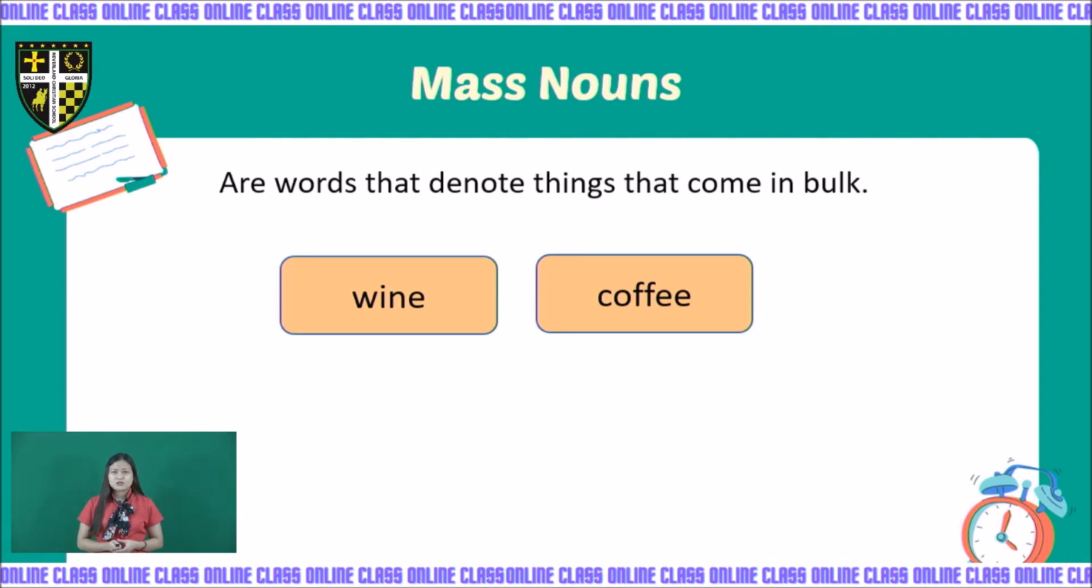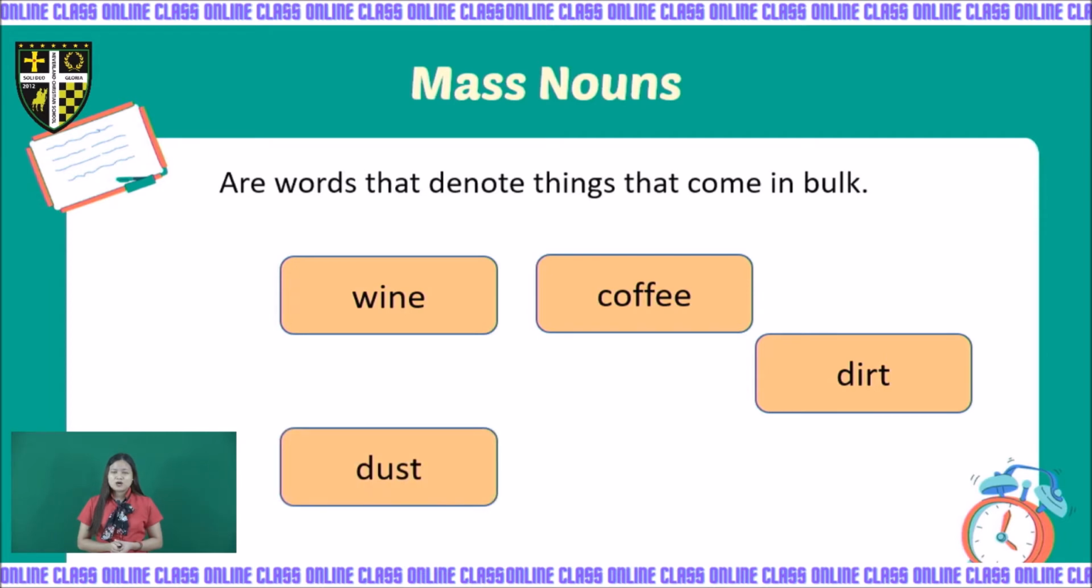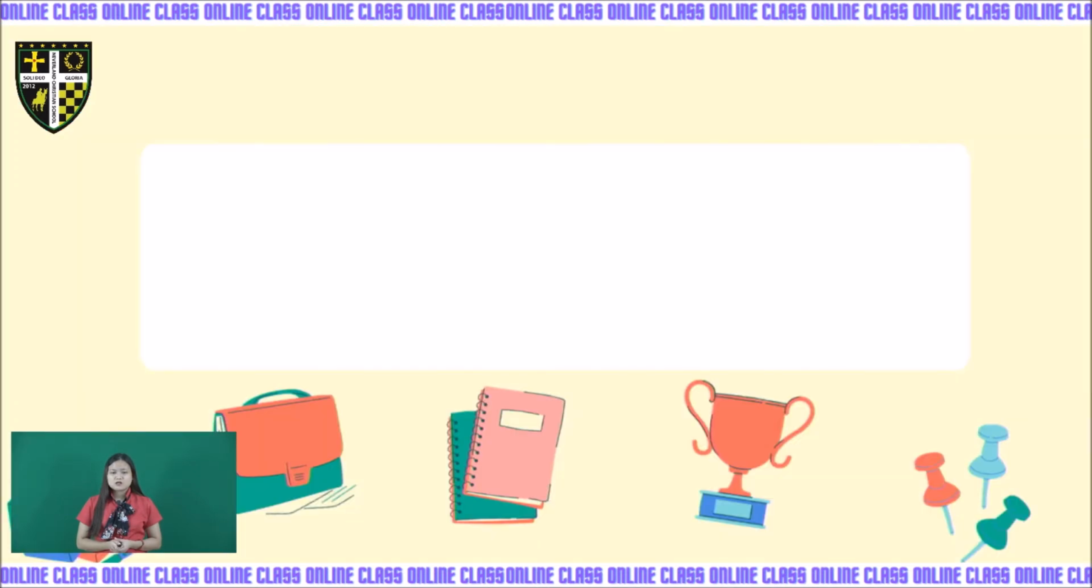Of course no. Next one, we have dirt. Next one, dust and milk. Those are nouns that come in bulk. Remember, class, that mass nouns cannot be counted individually because they come in bulk. So, example, the counters.